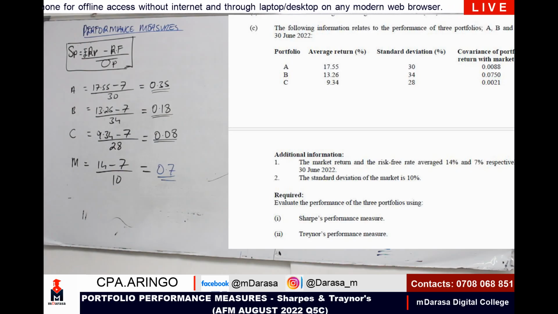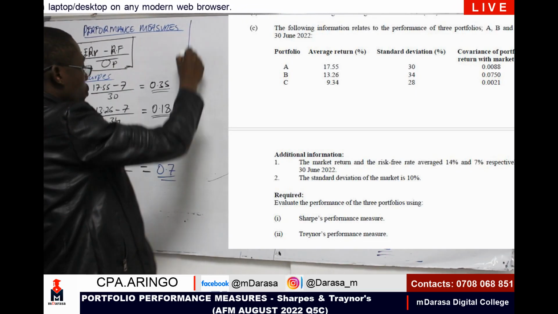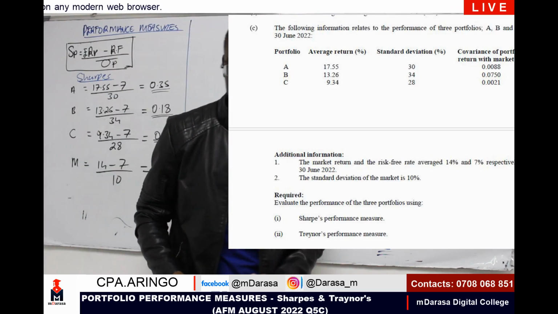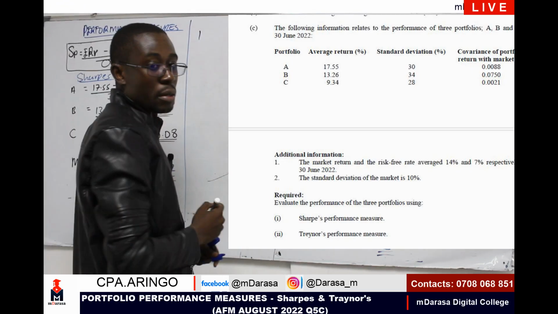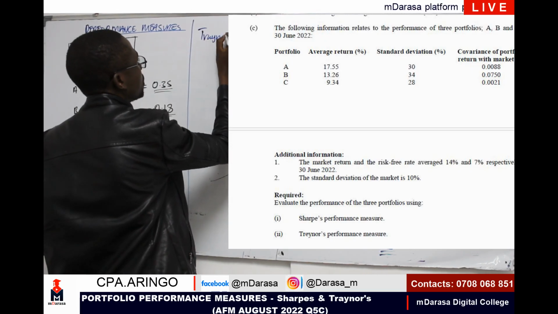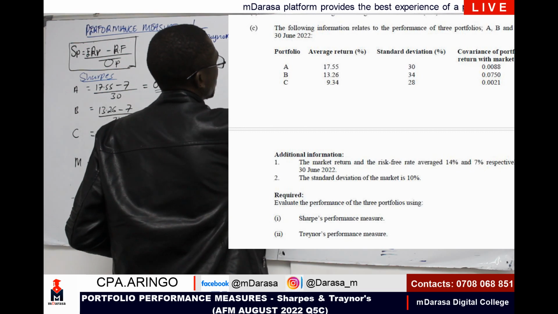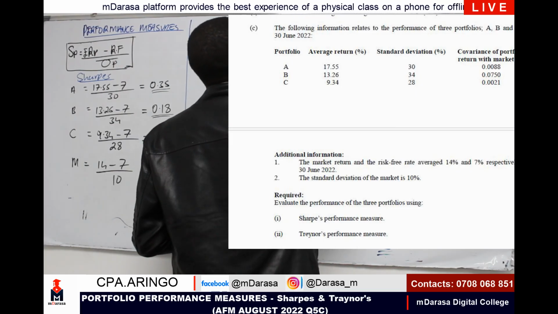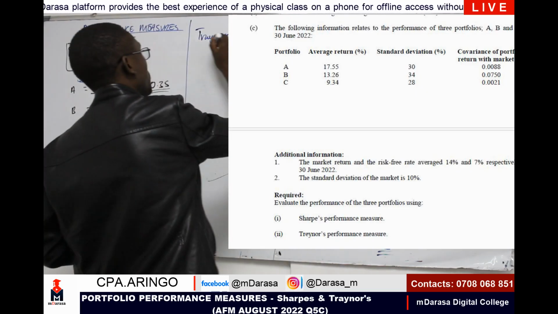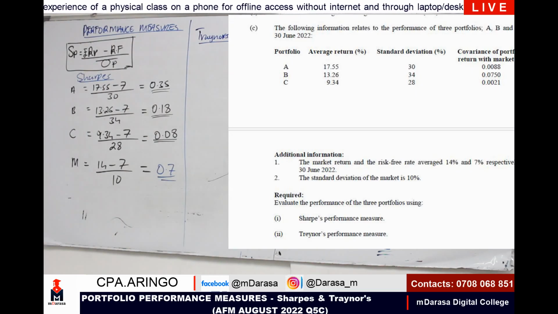So literally, that is what we were required to do in that question: Sharpe's. In this case, we've worked out Sharpe's portfolio performance measure. Number 2, the examiner is asking us to compute what we are referring to as Treynor's. For Treynor portfolio performance measures, we should be talking of the beta coefficient, because ideally it is the risk premium per unit of beta.